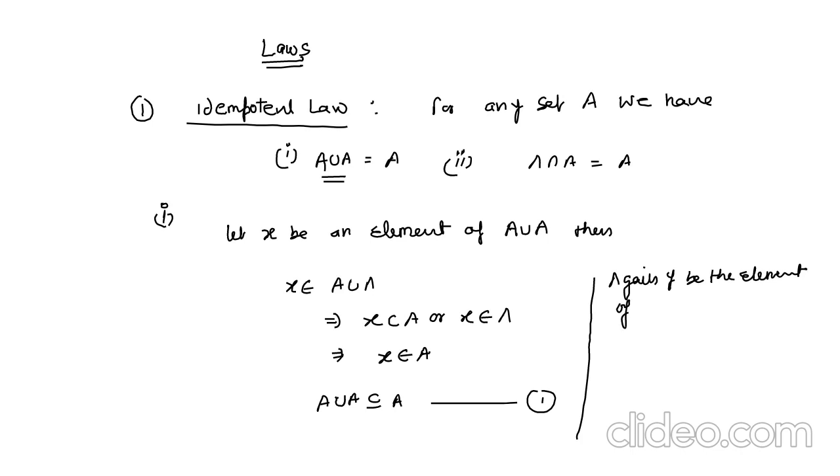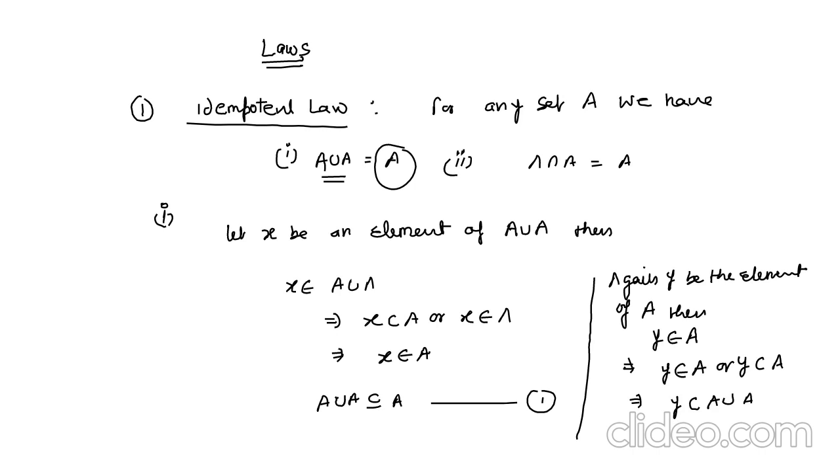Let y be an element of A. That means we take an element of the RHS part. So we write y belongs to A, which implies y belongs to A or y belongs to A. We can write this as y belongs to A, there is no effect. Which implies that y belongs to A union A.